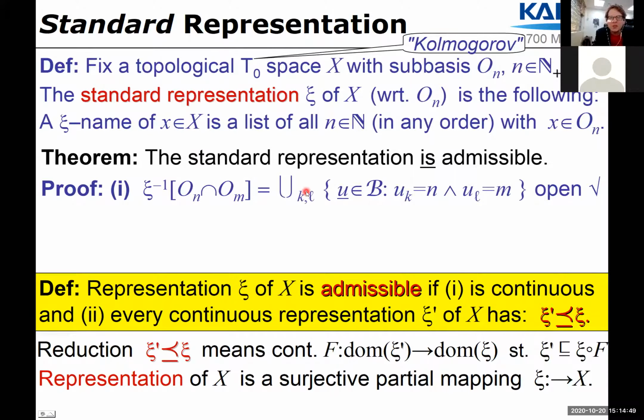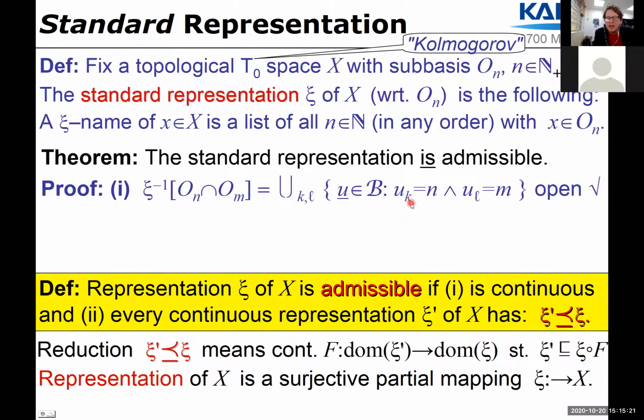Right, so what is the set of all names of elements X that belong to this and to this? To belong to this means that in the list, let's call this list U, U is an element of Baire space. In this list U, somewhere the index n must occur. This means that n occurs in this list by the definition of the standard representation.